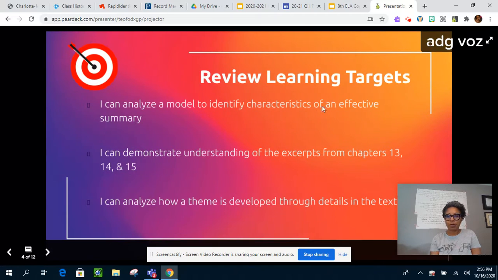Then we look at our learning targets for the lesson. By the end of the lesson, students should be able to do these things, these tasks. I can analyze a model to identify characteristics of an effective summary. I can demonstrate understanding of the excerpts from chapters 13, 14, and 15. And I can analyze how a theme is developed through details in the text.